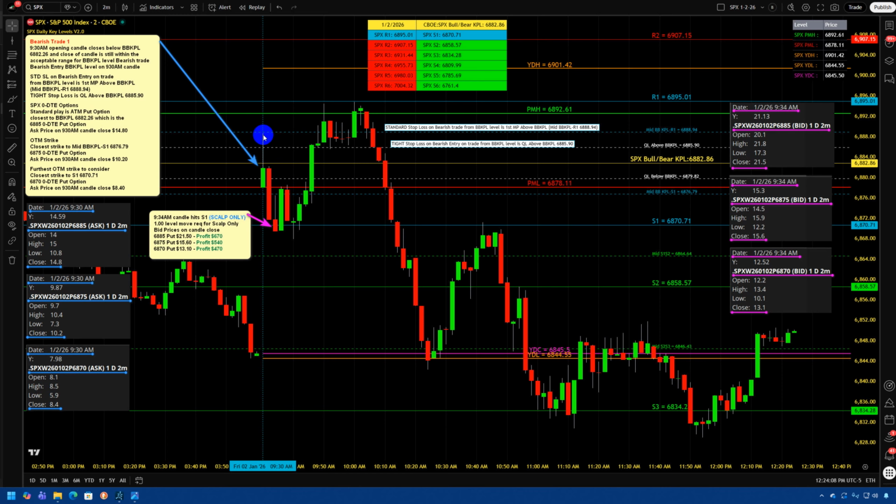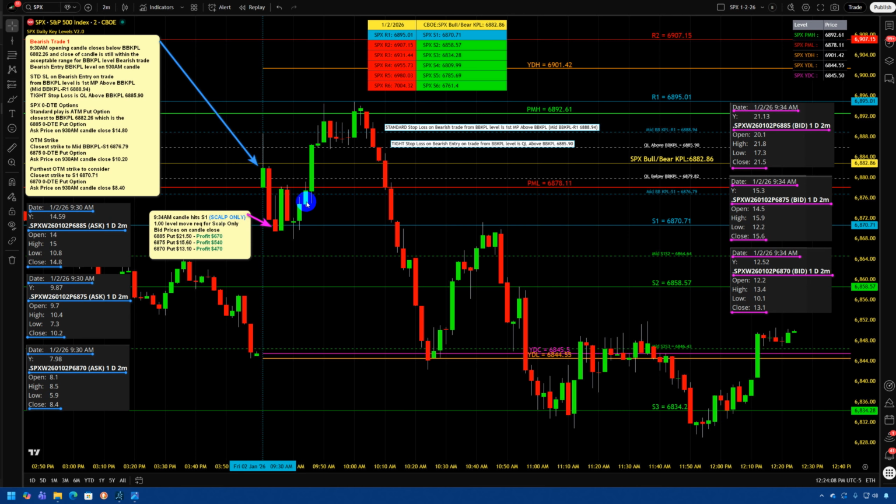Okay, so the most important aspect of this 9:30 a.m. opening candle is the fact that it is closing below the bull bear key price level. So that is your bearish entry signal if you were taking a trade on the 9:30 a.m. opening candle. With this particular strategy, the 9:30 a.m. opening candle is part of the strategy. However, it's an optional part. It's not mandatory that you take the trade in order to utilize this particular strategy.